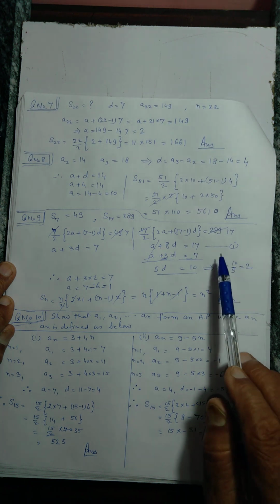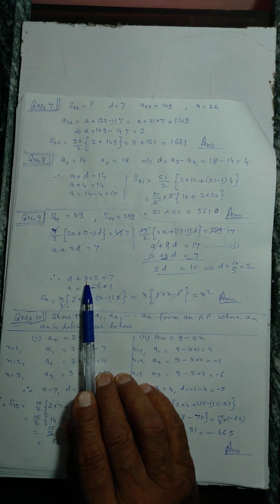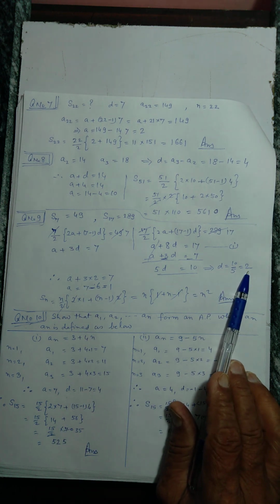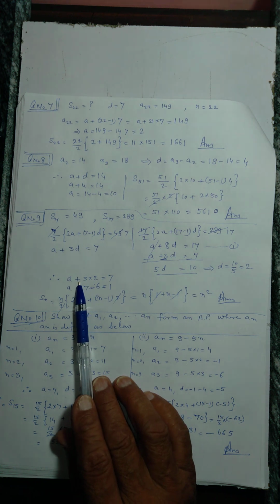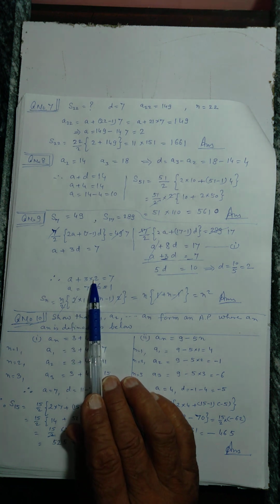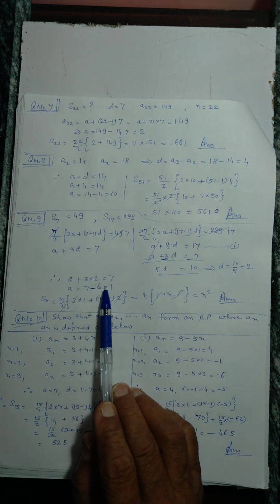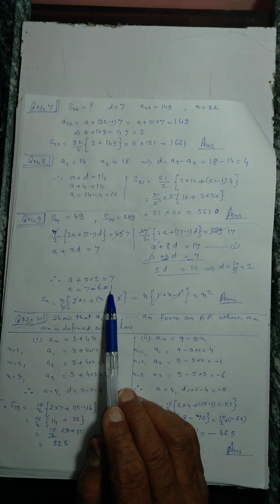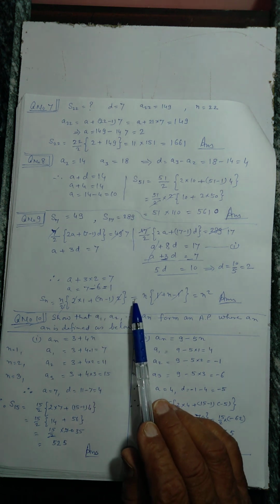Therefore, we know that now D is equal to 2. So A plus 3 into 2 is equal to 7. So A is equal to 7 minus 6, that is equal to 1. So A is equal to 1.